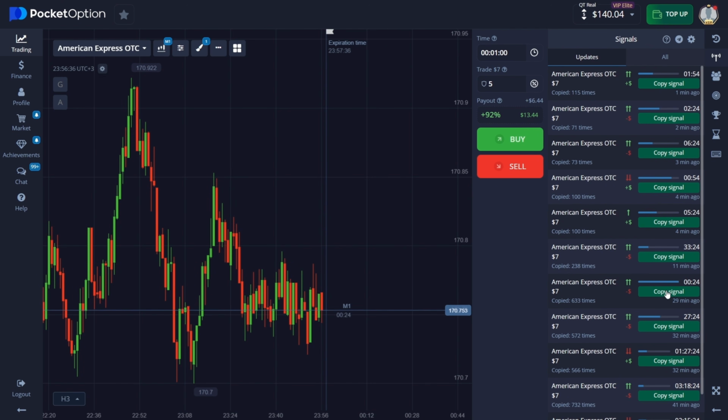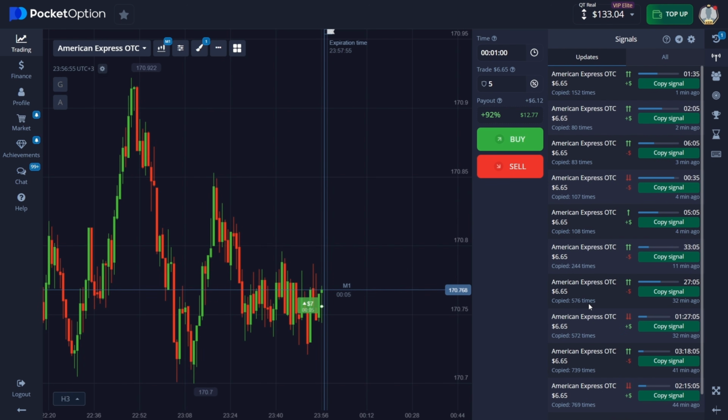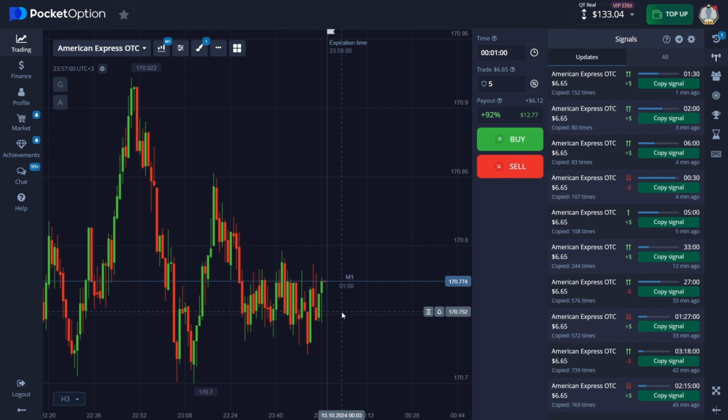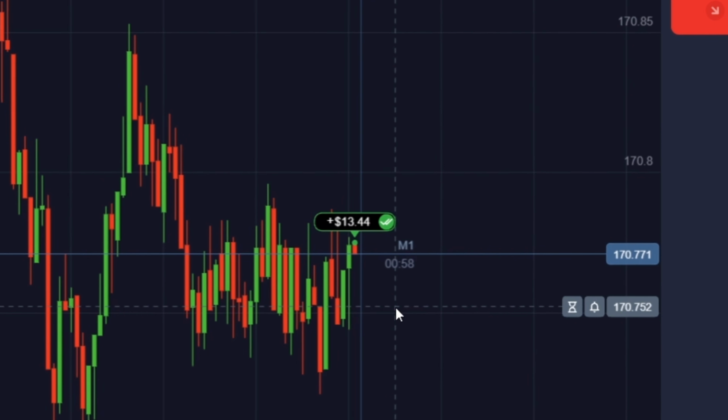Here we have a trade for 24 seconds. And the copy time is a good 634. This was an upside trade. Exactly when I placed the trade, it was going in our favor. The copy time is also good at 642. With only a few seconds left, it's a win. We won another trade.